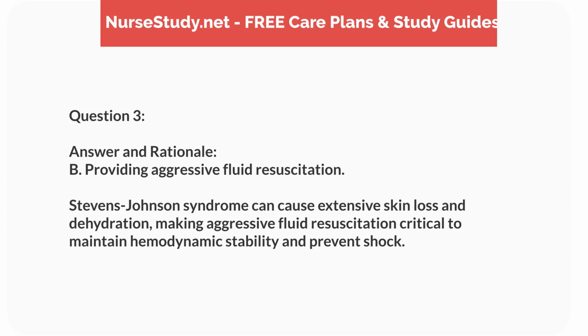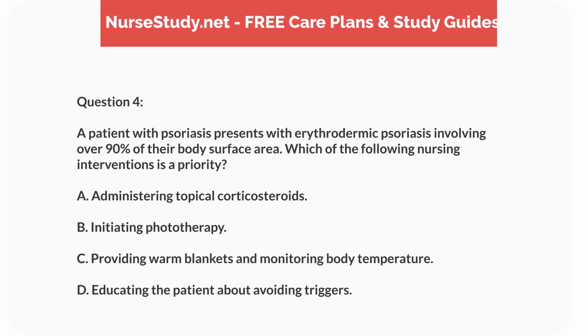Question 4. A patient with psoriasis presents with erythrodermic psoriasis involving over 90% of their body surface area. Which of the following nursing interventions is a priority? A. Administering topical corticosteroids. B. Initiating phototherapy. C. Providing warm blankets and monitoring body temperature. D. Educating the patient about avoiding triggers.